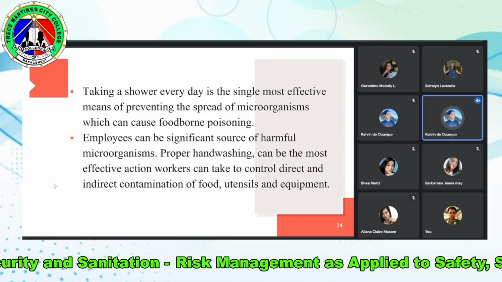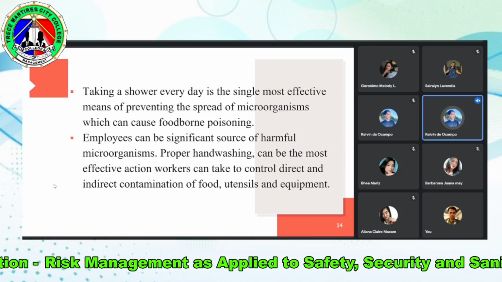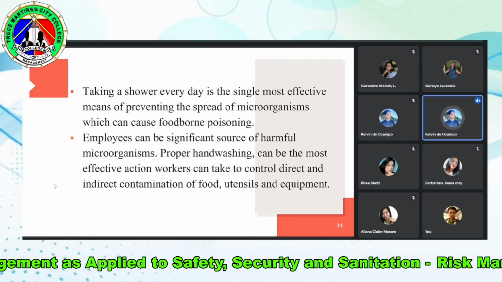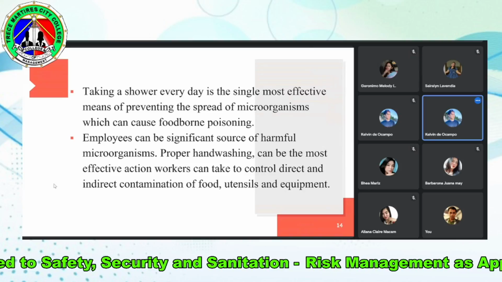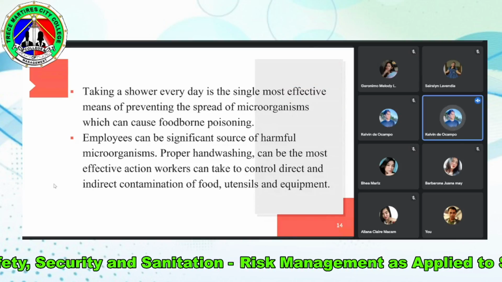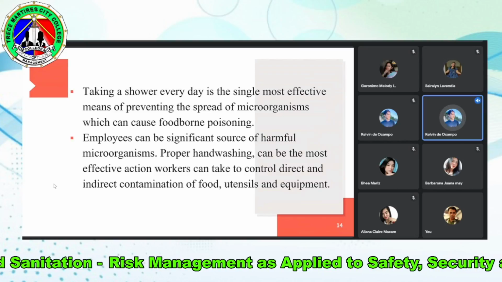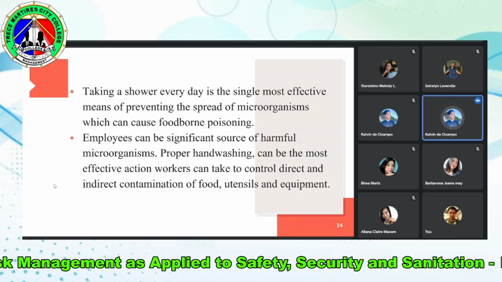Employees can be a significant source of harmful microorganisms. Proper hand washing can be the most effective action. Workers can take control of direct and indirect contamination of food, utensils, and equipment. So, mga empleyado daw po yung isa sa mga pinakapangunahing pinagmumulan ng mga microorganism dahil sila po yung may mga direct contact sa mga pagkain or mga kitchen utensil.